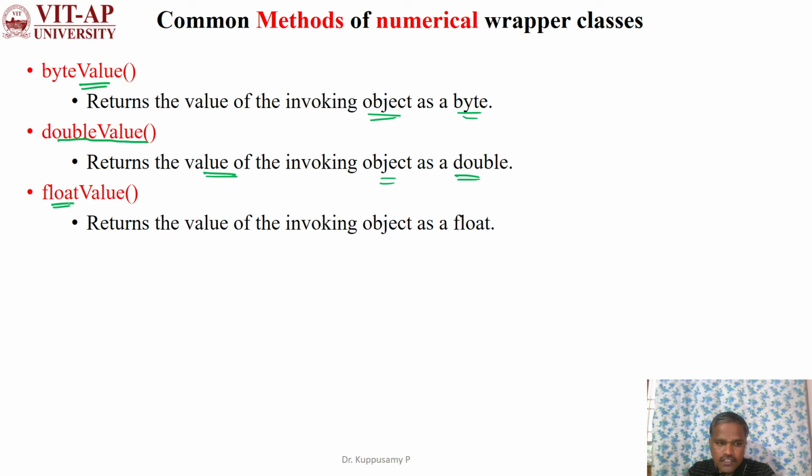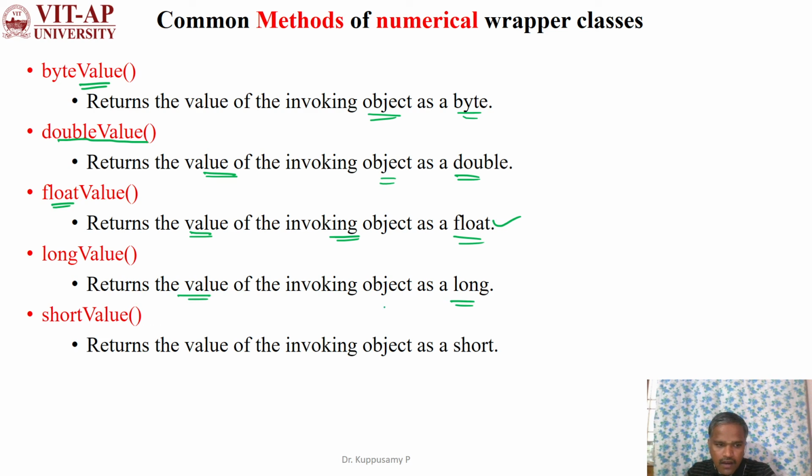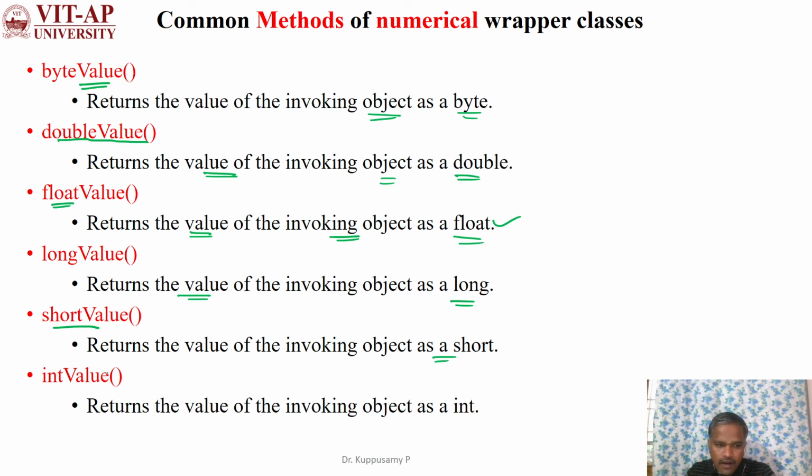The floatValue is the method which returns the value whenever we invoke that respective object as a float, and longValue returns the value when we invoke the object as a long. Likewise, shortValue represents the short integer, and intValue represents the integer data type in the wrapper class. So when we use these methods, the corresponding wrapper class value is returned by these methods.